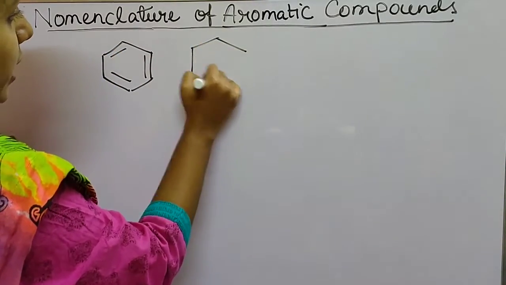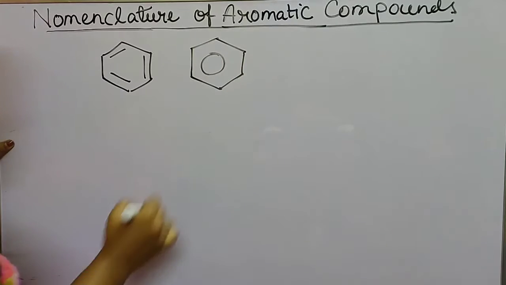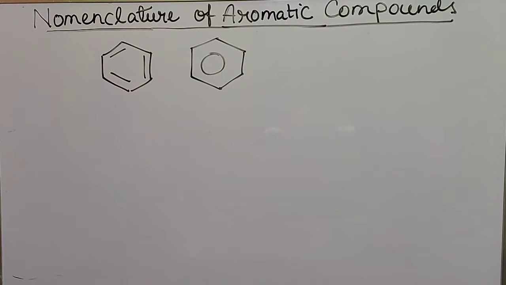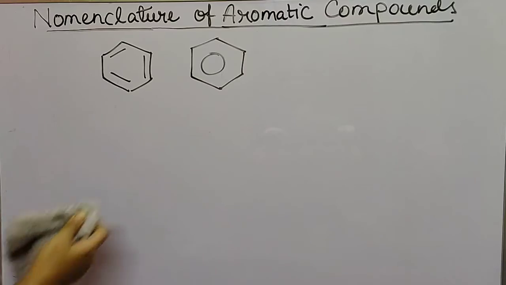A benzene ring is present in aromatic compounds. So here we will see different types of derivatives of this benzene ring. First is the monosubstituted derivative of benzene. Monosubstituted derivative means what?